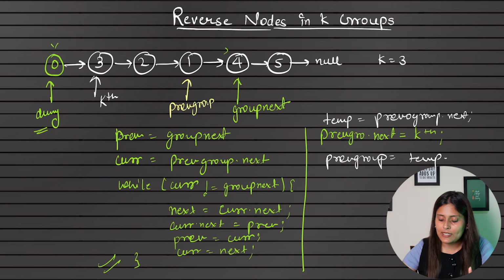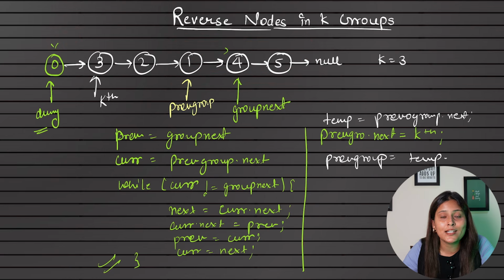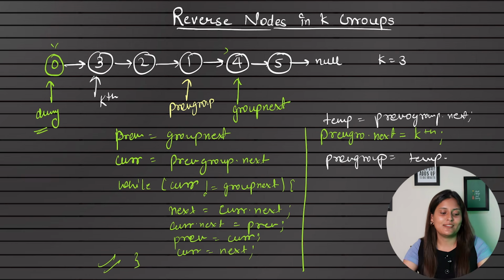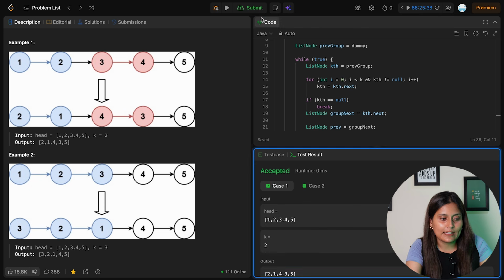Okay, now once done, what do you think? Do we need to return head because head was 1? If you return head, you will get 1 4 5, not the entire linked list. So how to get the entire linked list? If you have a dummy node, just return dummy dot next, and we are done. So that's what we return, dummy dot next. So let's run the code and let's try to submit this.